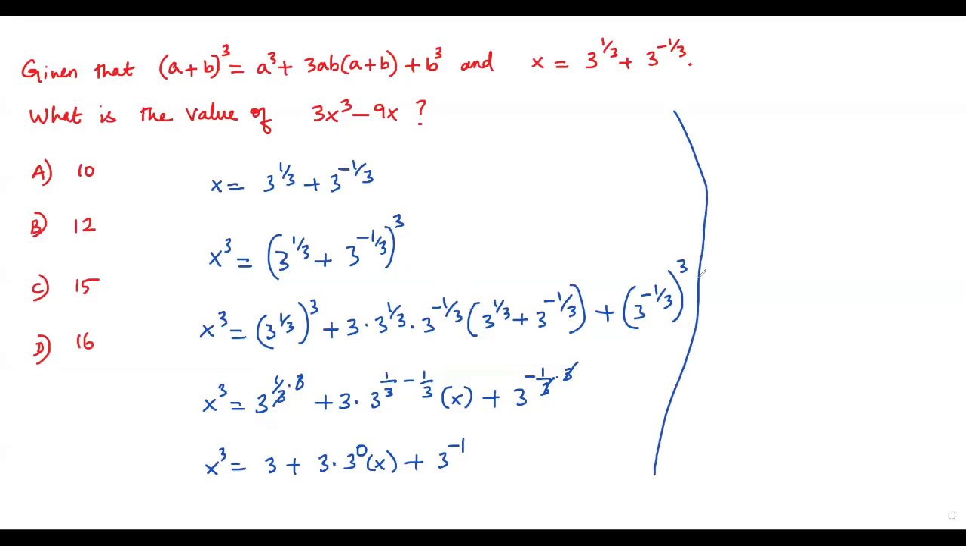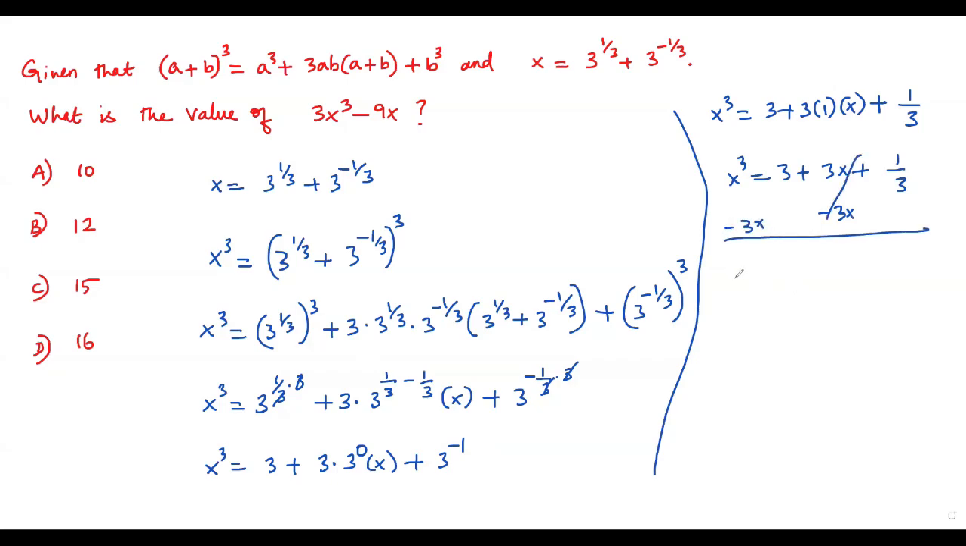Okay, let me continue over here. We get x^3 = 3 + 3 × 3^0 × x + 3^(-1). Anything raised to the power of 0 is equal to 1. So 3 times 1 times x. This 3^(-1) can be written as 1/3. Then I'm getting x^3 = 3 + 3x + 1/3. Now let me subtract 3x from both sides. The +3x and -3x cancel out. I'm getting x^3 - 3x = 3 + 1/3.